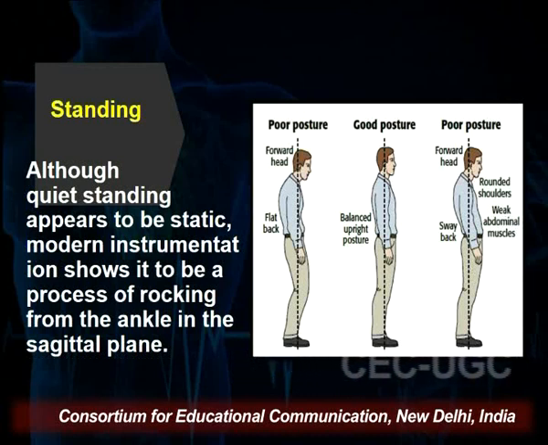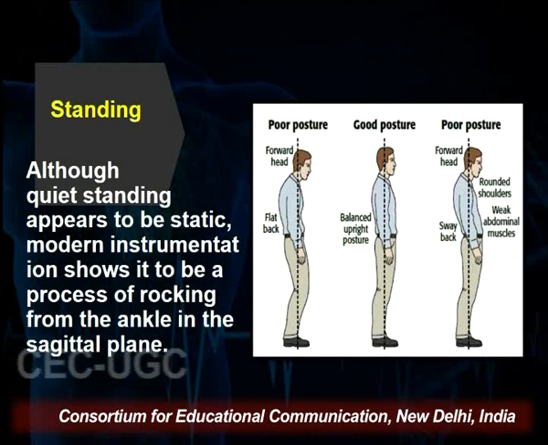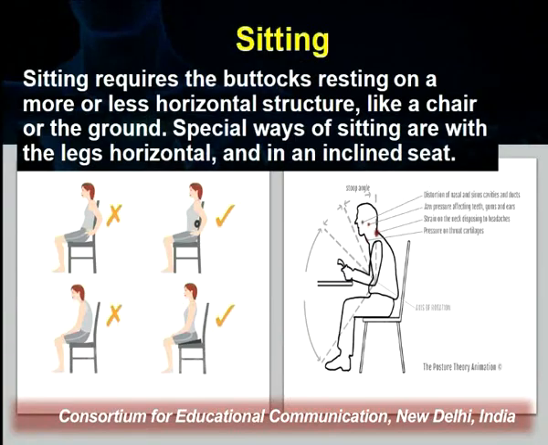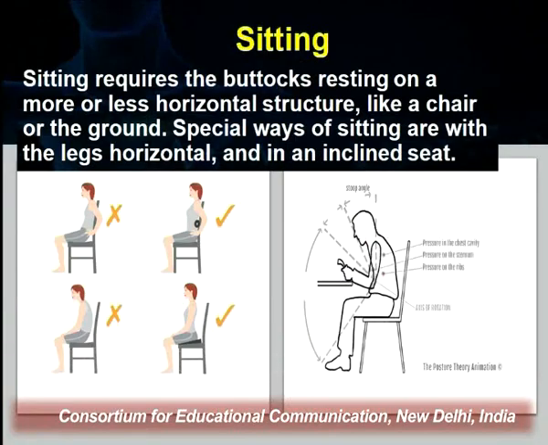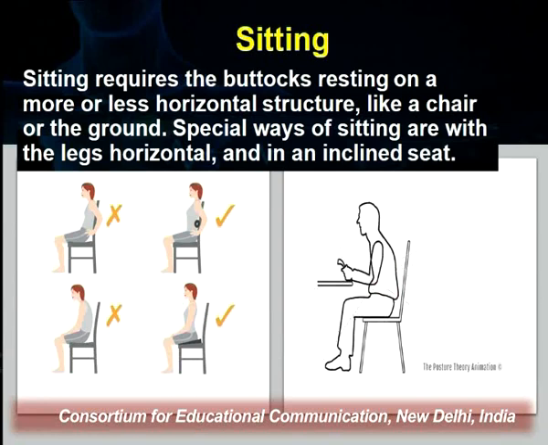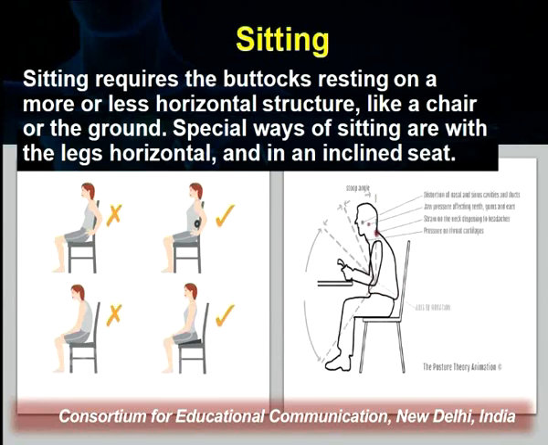Although quiet standing appears to be static, modern instrumentation shows it to be a process of rocking from the ankle in the sagittal plane. In sitting, we can see the pictures of wrong postures as well as the right postures. Sitting requires the buttock resting on a more or less horizontal structure like a chair or the ground. Special ways of sitting are with the legs horizontal and in an inclined sitting.